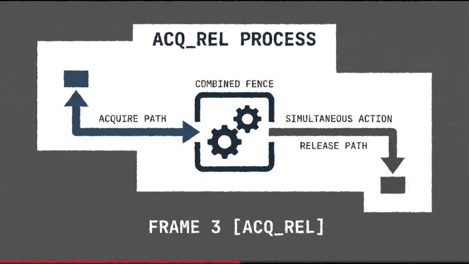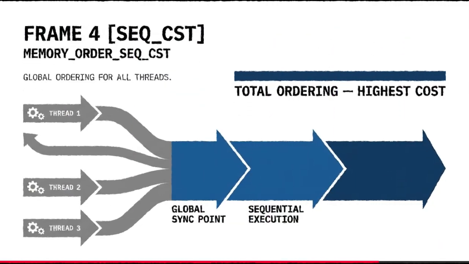Oh, we will. Acquire, to prevent subsequent reads from moving up before the atomic operation. Release, to prevent previous writes from moving down past it. Acquire-release, which combines them. And sixth, the default, sequentially consistent, which provides that total, heavy, global ordering.